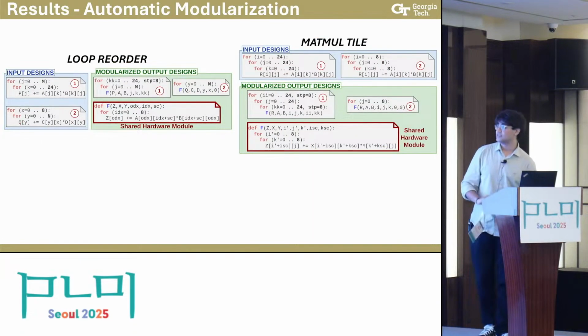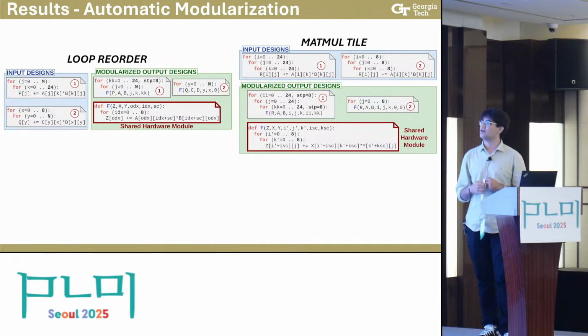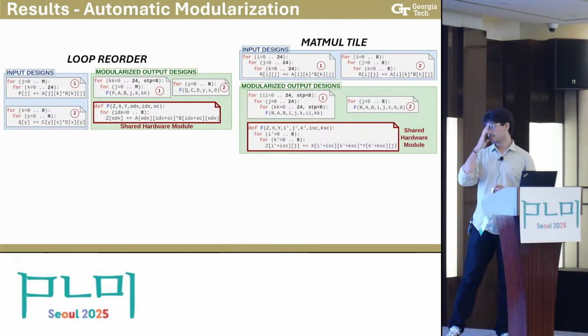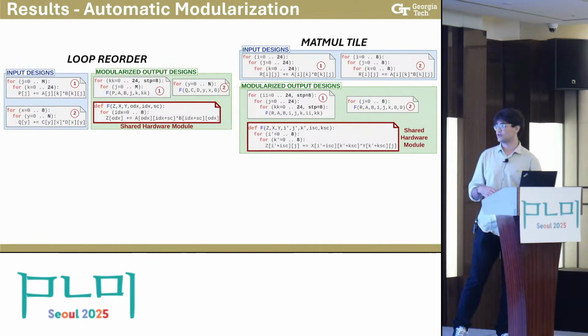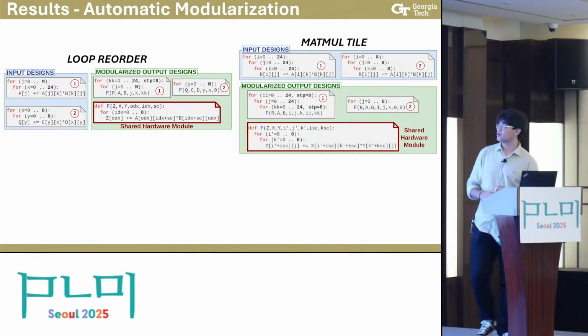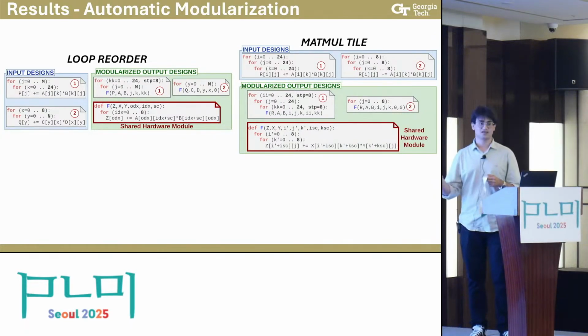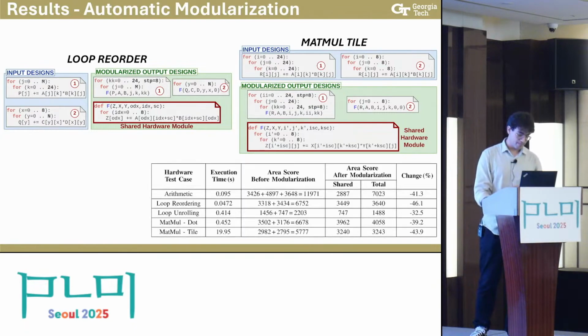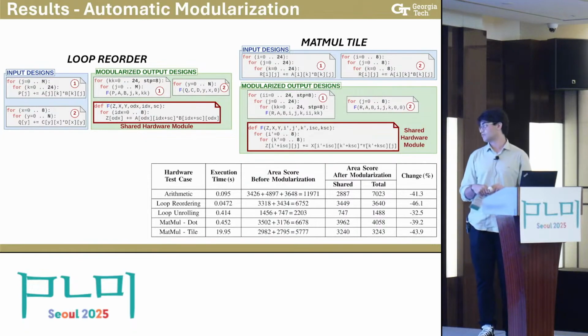Continuing along this line of reasoning, we have a loop reorder case as well, where you're learning common functions over this reorder, and then a tiling. Then probably the biggest case we handle right now is a matrix multiply tile. You have two programs, each computing a matrix multiply of different dimensions, and then you find a common tile that can be used to compute both matrix multiplies, significantly reducing your area. That's what this table shows, the area change after modularization.